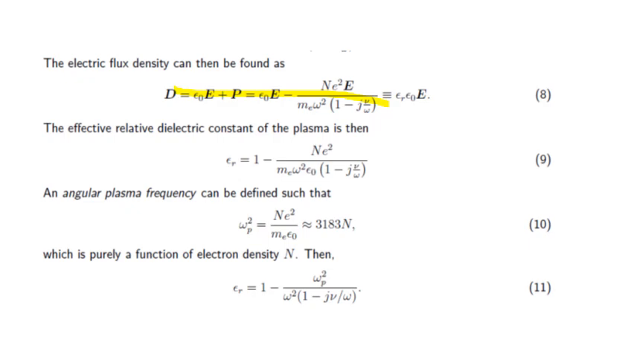Then the effective relative dielectric constant of the plasma is epsilon r equals 1 minus this. We have calculated this using this formula. And from here we can also calculate the plasma frequency, which is equal to N e squared upon m_e epsilon 0.